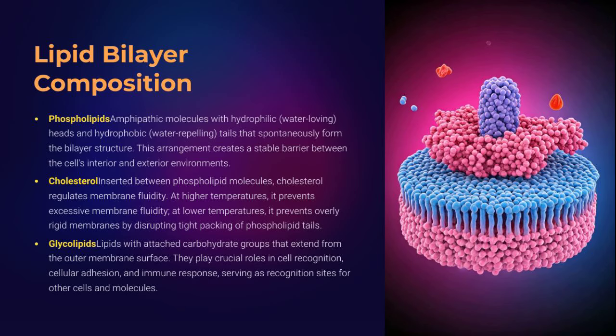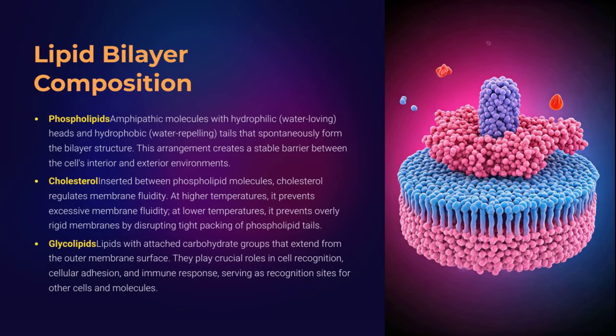It's the molecular version of crowd control, but phospholipids don't work alone. Enter cholesterol, the membrane's thermostat and stabilizer. Lodged between phospholipids, cholesterol keeps the membrane fluid but not floppy, stable but not stiff. Let's answer a crucial question. What does cholesterol do at different temperatures?